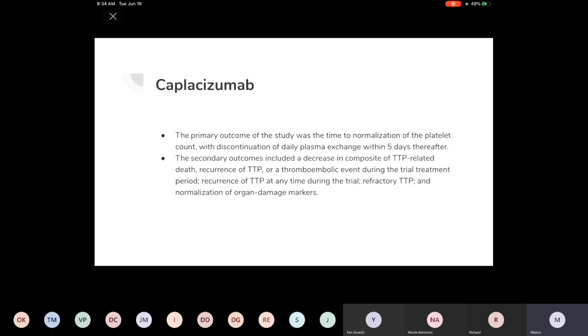So the patients recovered from TTP in a shorter amount of time with the help of the other treatments available. The secondary outcome included a decrease in the composite of TTP-related death, recurrence of TTP, or thromboembolic events during the trial treatment period, recurrence of TTP at any time during the trial, and refractory TTP, and normalization of organ damage markers.